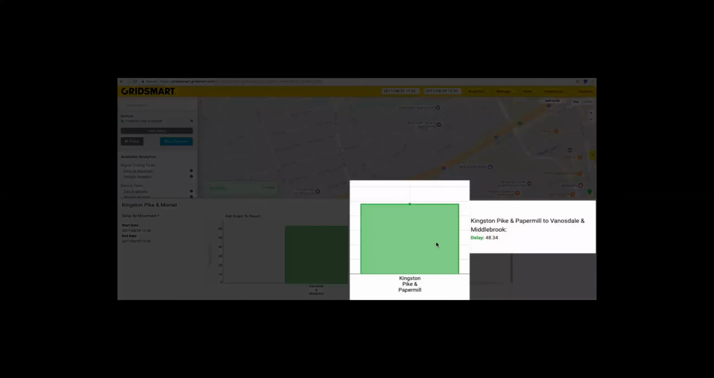Let's use this intersection to get an idea of how long it takes to exit the segment we have been investigating. We will see that it takes on average 48 seconds for a car to leave this intersection. Let's recap and see what all we have discovered using StreetSmart.